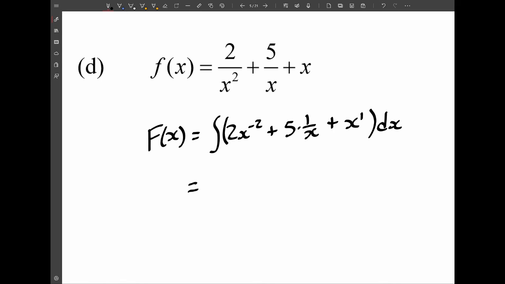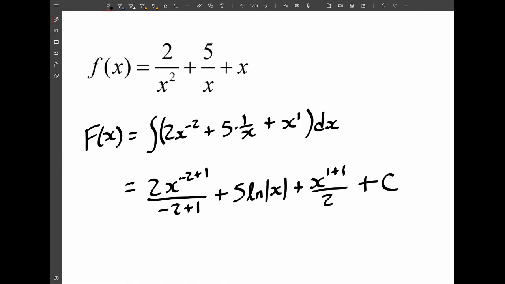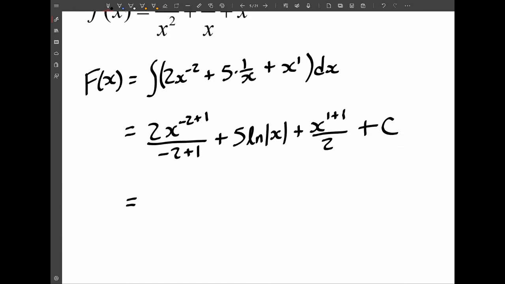Which makes this equal to, okay, the way that I'm going to do this is I'm going to do this as 2x to the negative 2 plus 1 all over negative 2 plus 1 plus, again, this is just going to be 5 natural log of absolute value of x plus x to the power of 1 plus 1 all over 2 plus c. And what this simplifies to is negative 2 over x plus 5 natural log of absolute value of x plus 1/2 x squared plus c.